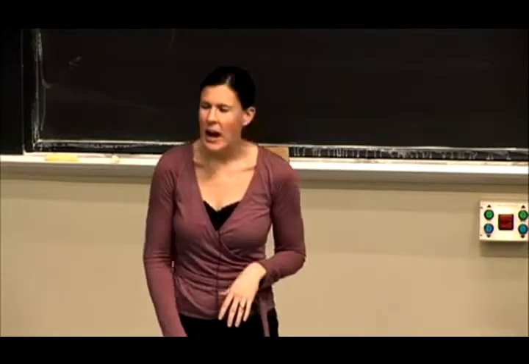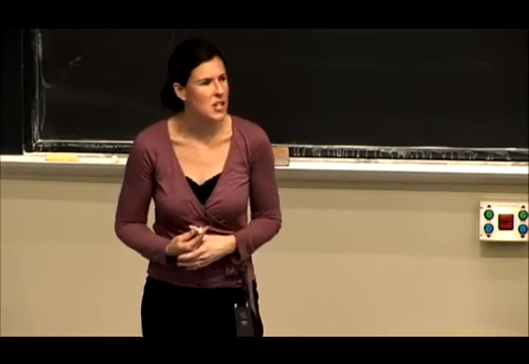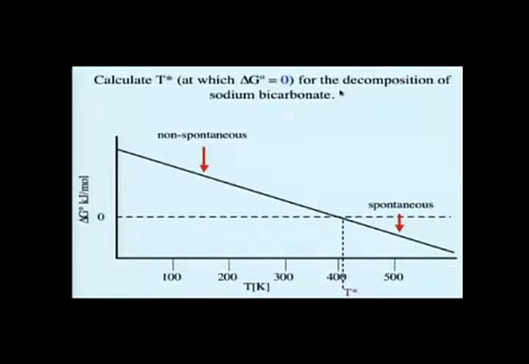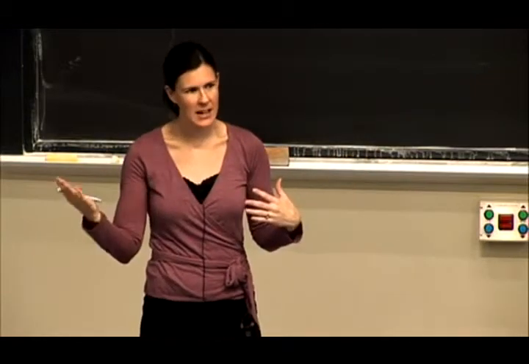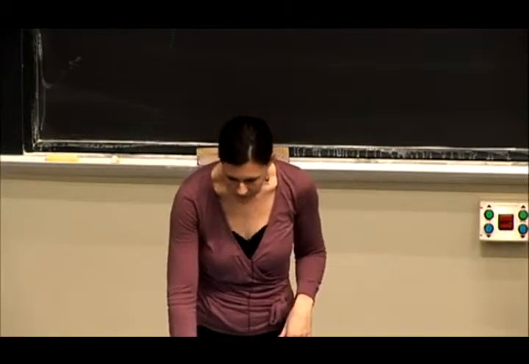So let's think about how to calculate T star, this threshold temperature. We're talking about where delta G is going to be equal to 0. Because if we set delta G equal to 0, we know that anything on one side of that temperature is going to be spontaneous, and the other side is going to be non-spontaneous.